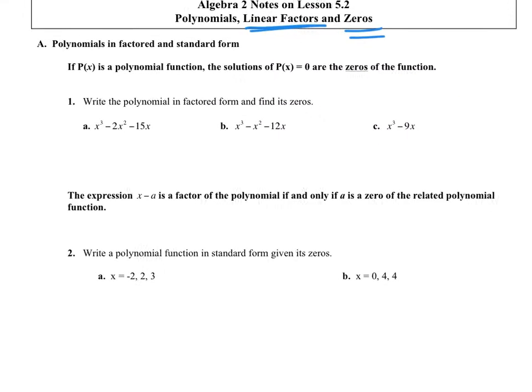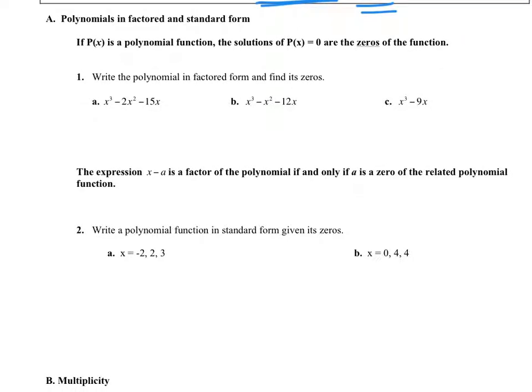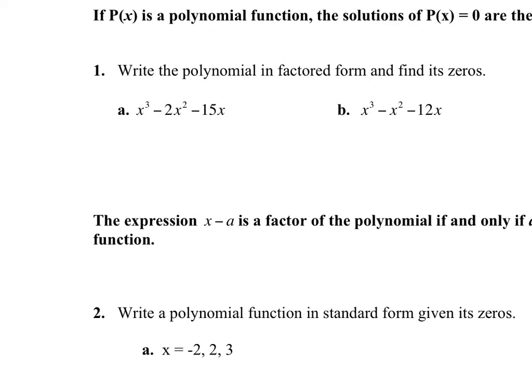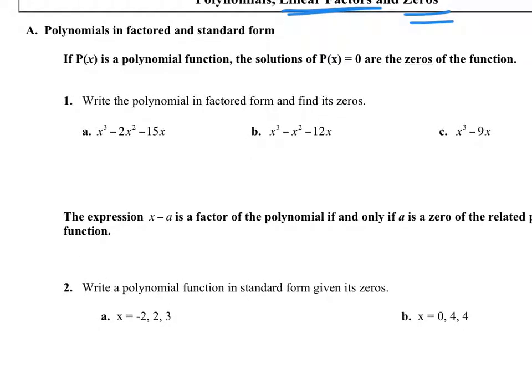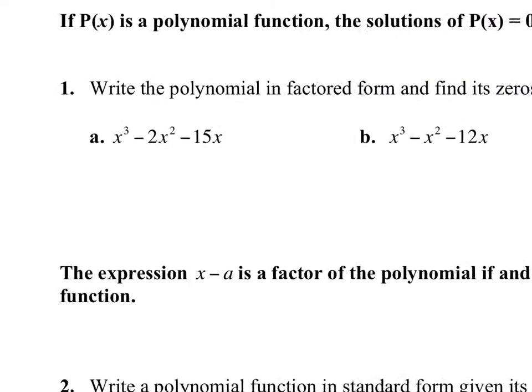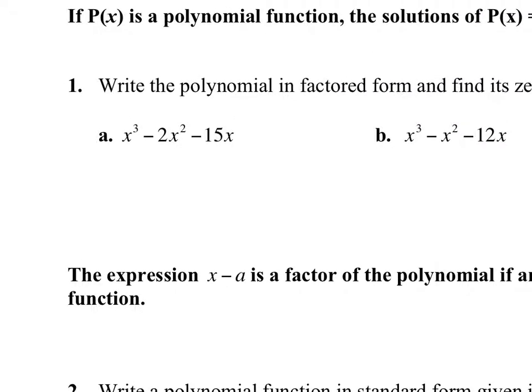So let's do these 3. It says write the polynomial in factored form. We know how to do that already. And then we're going to find its zeros. So let's first factor this. Now remember, when you're factoring, you always want to look for a GCF first. That's always your first step, greatest common factor. So this one, number 1, letter A, factor an x out.